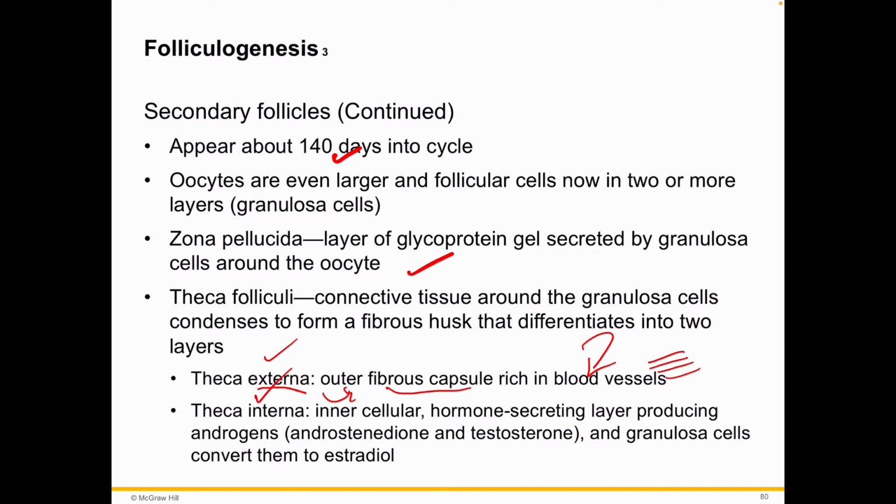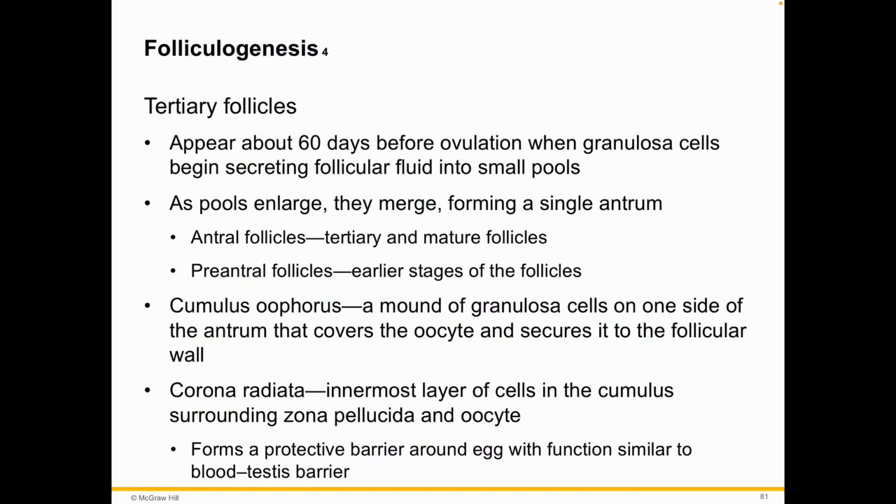The theca interna is on the inside, the internal cellular area, and it is a more hormone-secreting layer. It has more cuboidal cells and produces androgens, androstenedione, and testosterone. Granulosa cells then convert those into estradiol.